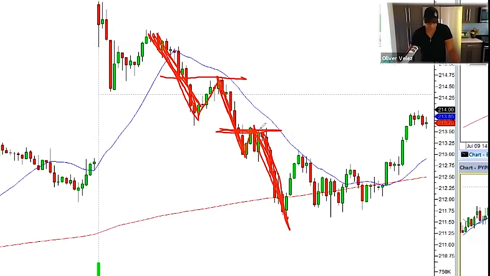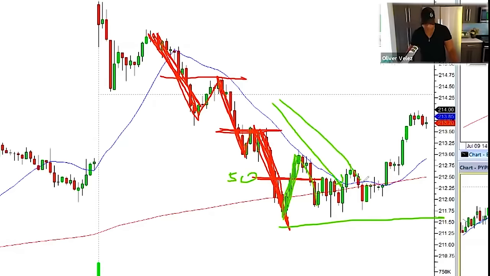Now, take this drop, split it in half. It goes way past the 50% level. You see, we break through the 50% level, right? Now, this drop does not make a new low. Now, we want to think about a trade, all right? We want to buy green when it takes out red. Boom!